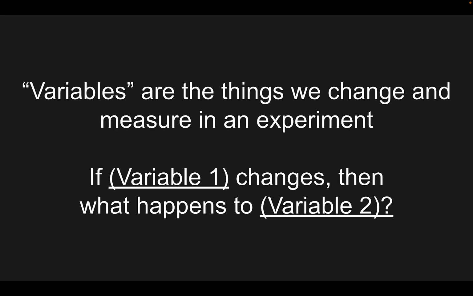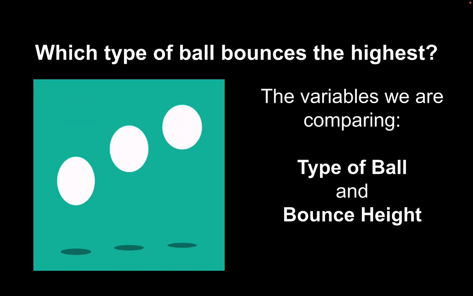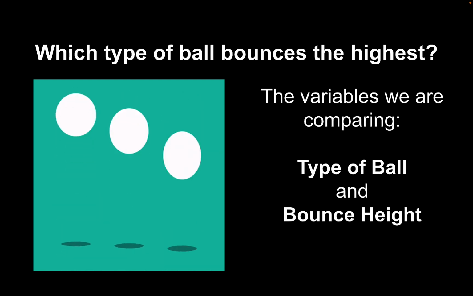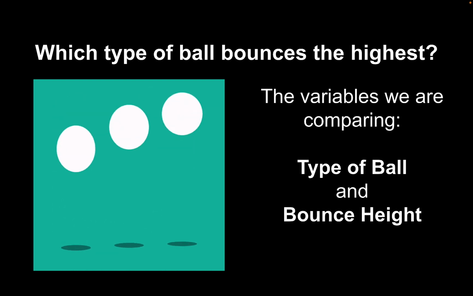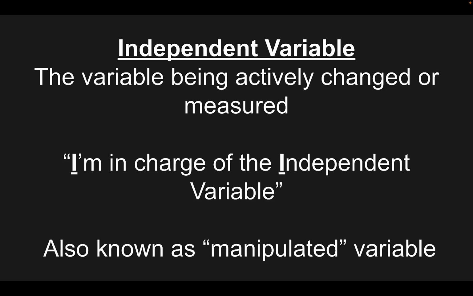These are all things that are called variables. Now, just in general, whenever we're talking about scientific experiments and variables, these are the things that we're changing and measuring. So in a lot of ways, what we could say is if variable number one changes, then what happens to variable number two? We want to see that cause and effect. We want to see how those two influence each other. So if I was looking at this, which type of ball bounces the highest, the variables that we're comparing here are the type of ball and what that type of ball does to the bounce height.